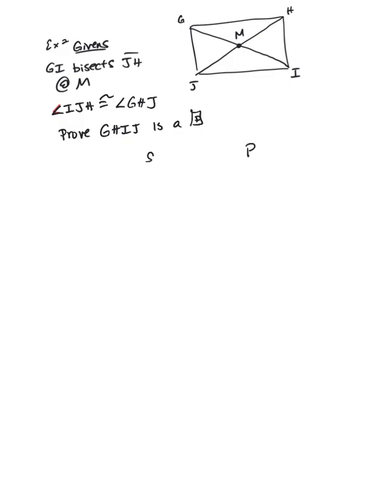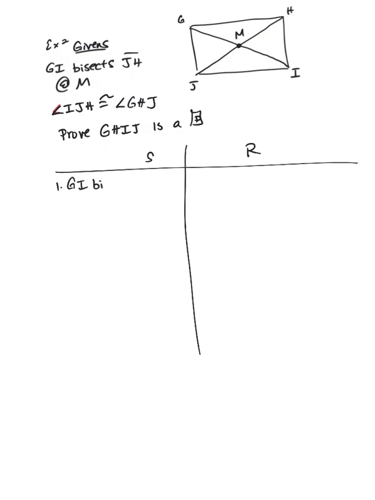All right, kids, so we have statements, reasons, right? You put the givens. GI bisects JH at M. Angle IJH is congruent to angle GHJ. Given. So let me just mark this in the picture.